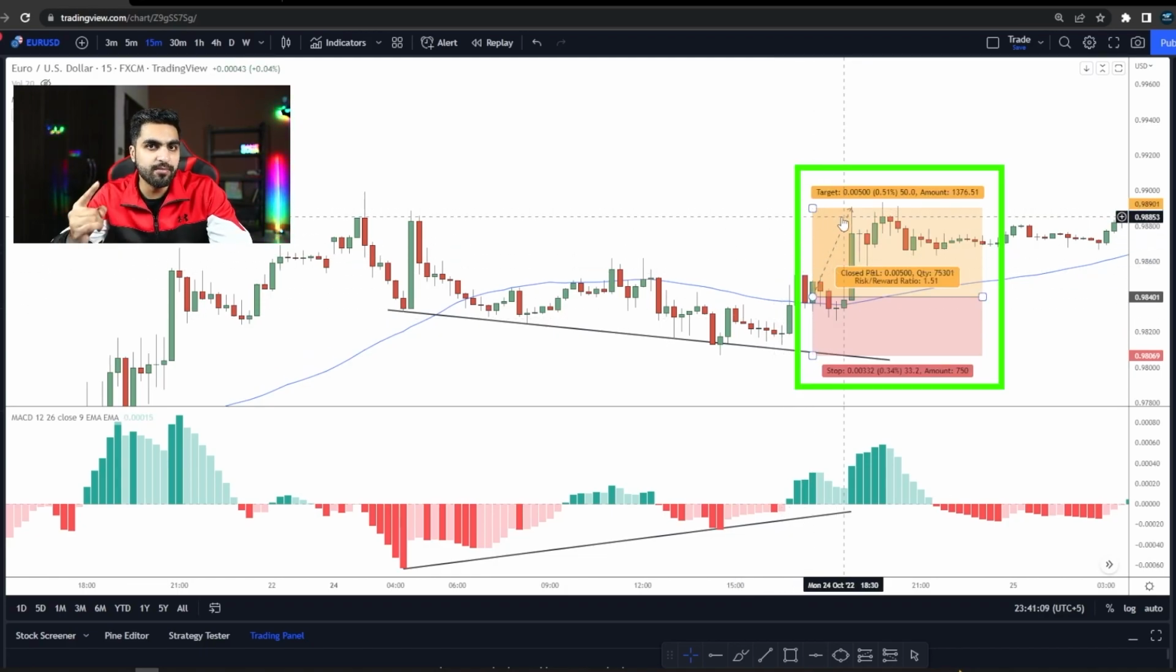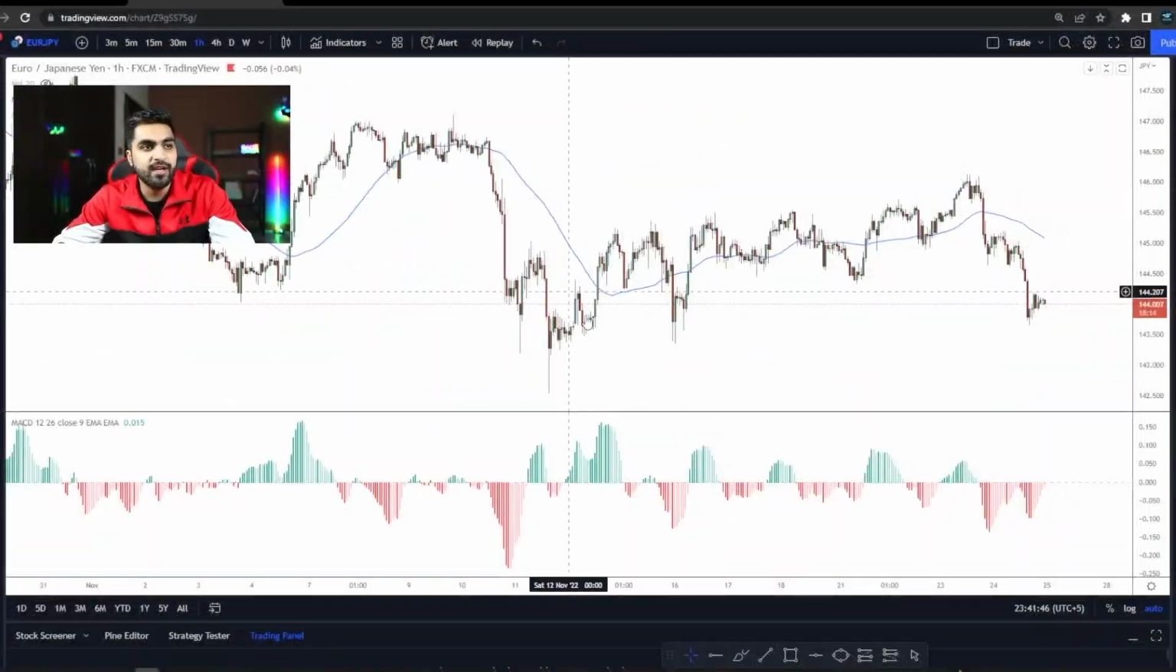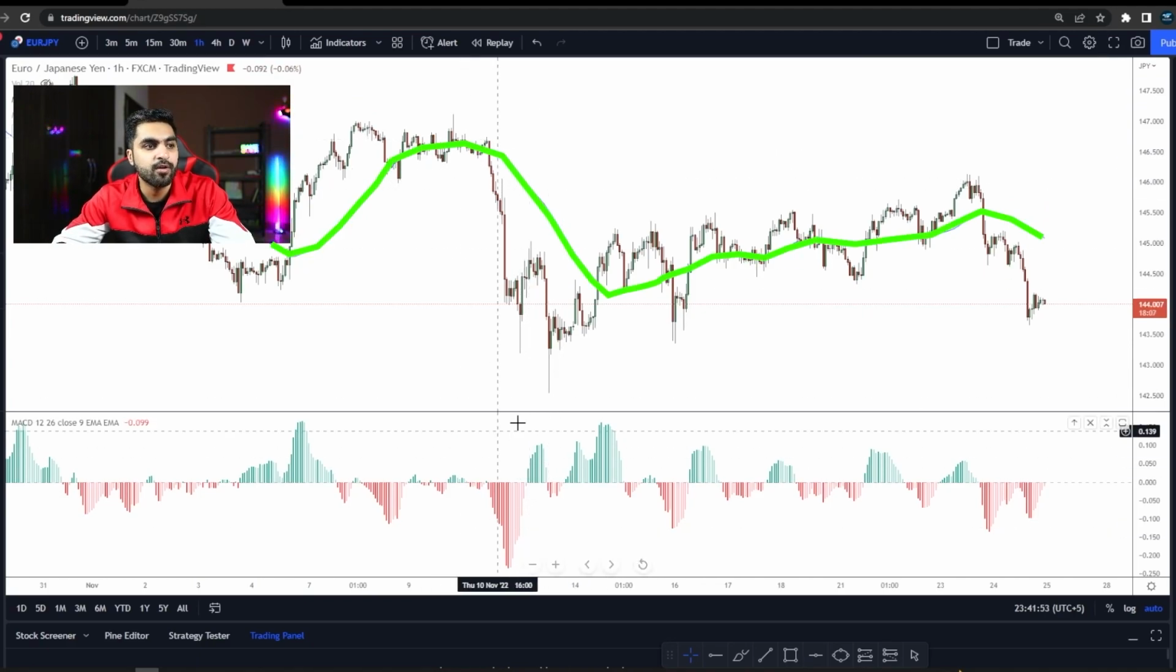So let me show you one more example so you can have a great understanding of how this strategy works, how we need to find the overall trend with the help of moving average, how we need to use MACD for confidence to take the trade, where we need to put our stops, and where we need to put our targets. In our second example, we are using the pair Euro Japanese yen on 1 hour time frame. We have our 50 period moving average, and we have our MACD.